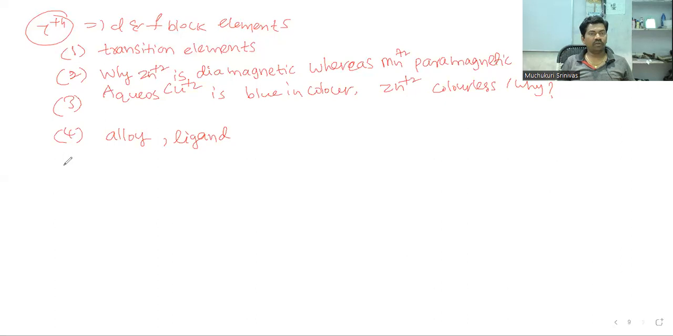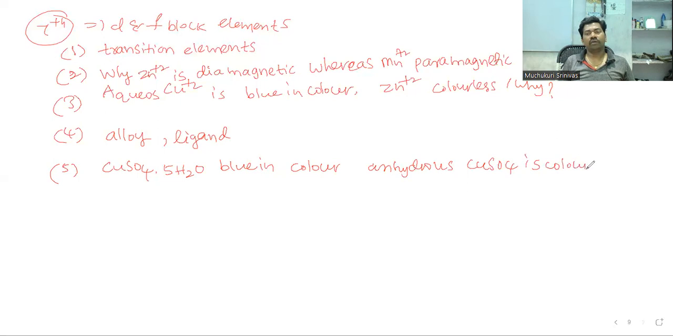Then another important question. Copper sulfate, CuSO4 5H2O, is blue in color, whereas anhydrous or dried copper sulfate is colorless. Explain, or why? Very important question this is.